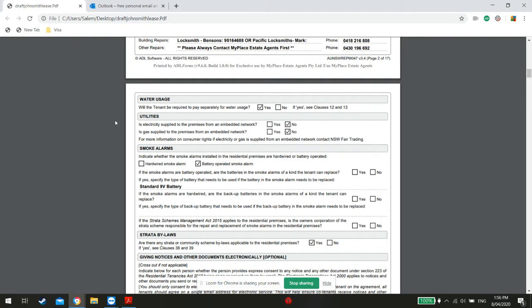Utilities, this is up to you to connect. For electricity and gas, you can use whichever providers you like. If there is an embedded network, some complexes have their own providers that supply that particular building. We'll provide you with the necessary information to set up an account with them beforehand.